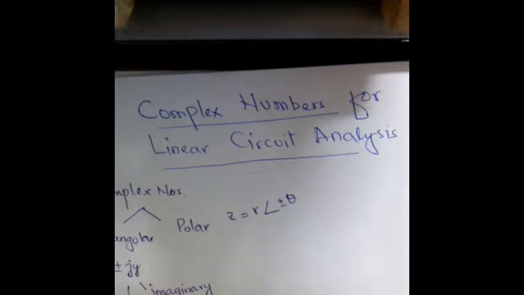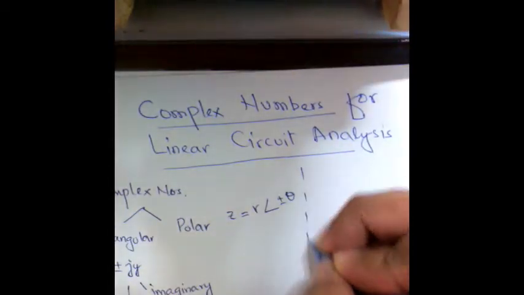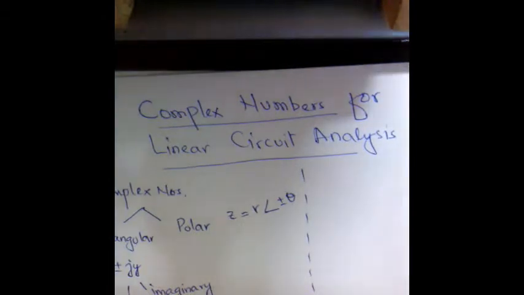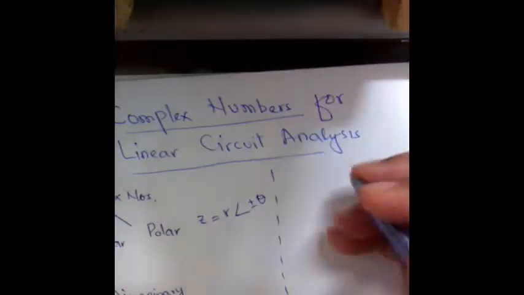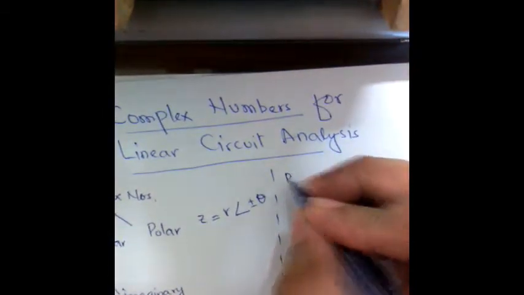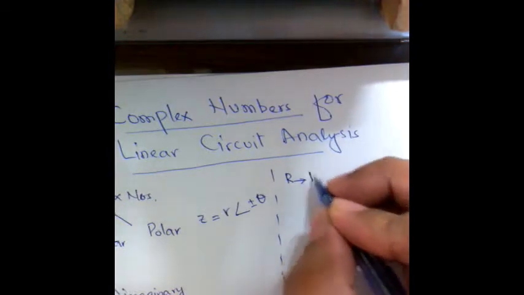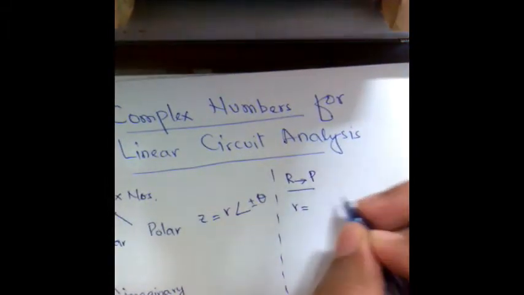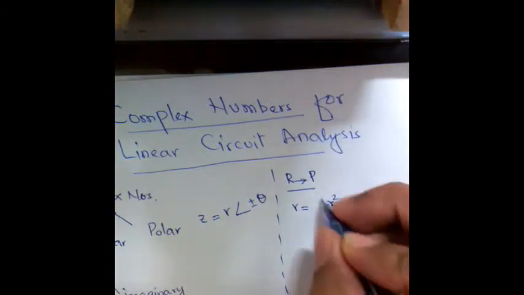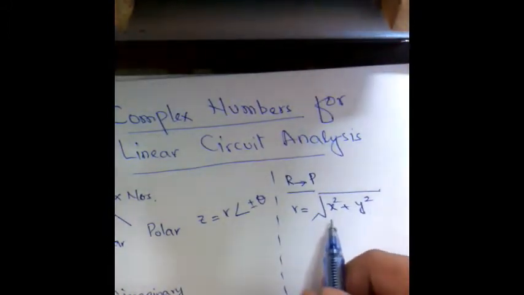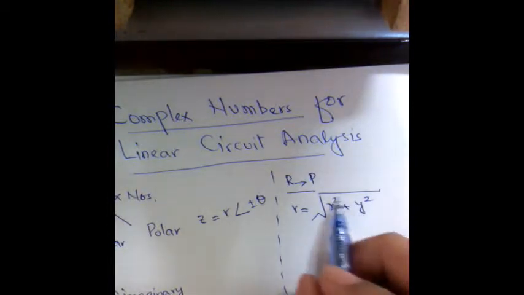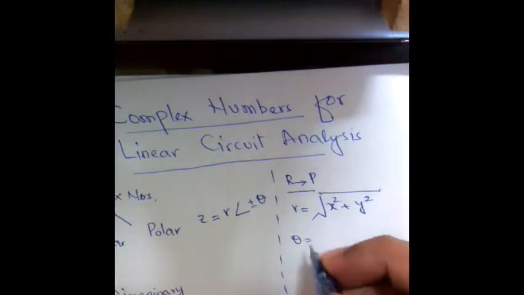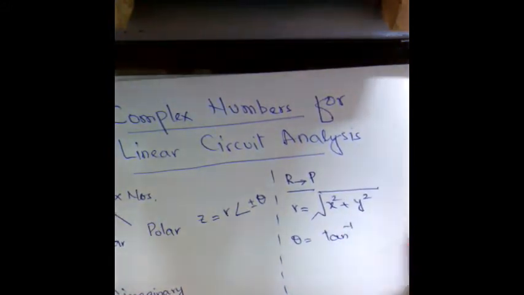where they are interconvertible. We can convert the rectangular form of the complex number into polar and vice versa. In order to convert from rectangular to polar, we can work like R is equal to the square root of x square plus y square, the square of the real part plus the square of the imaginary part under the square root, and theta can be calculated as the inverse tan of the ratio of the imaginary part to the real part.